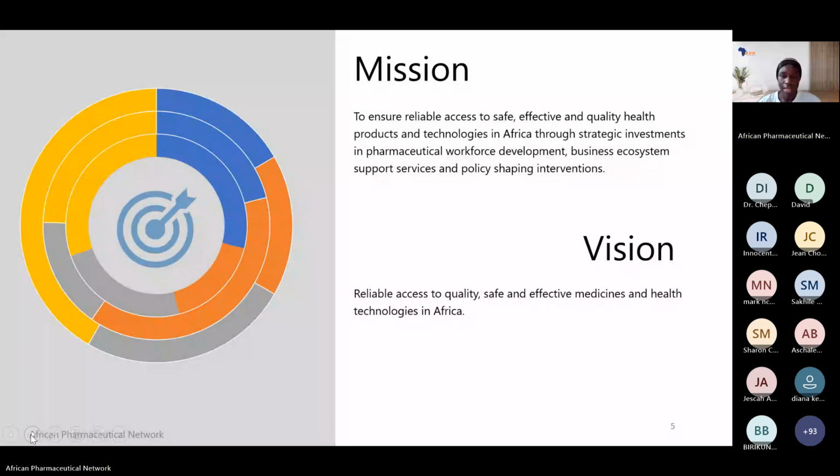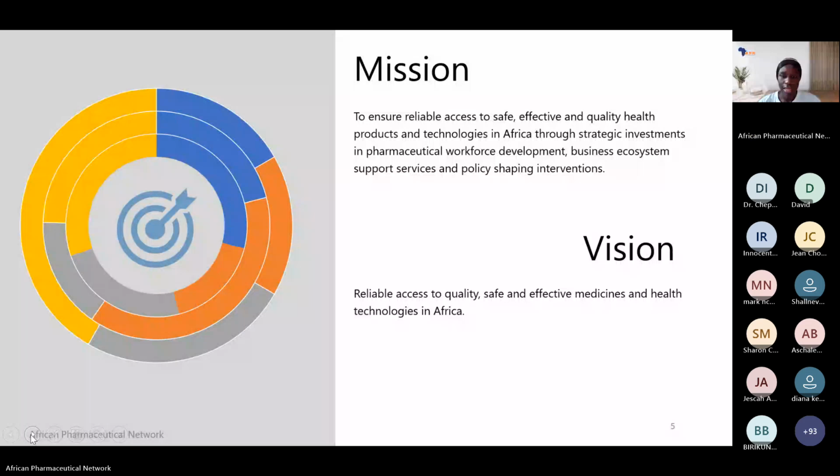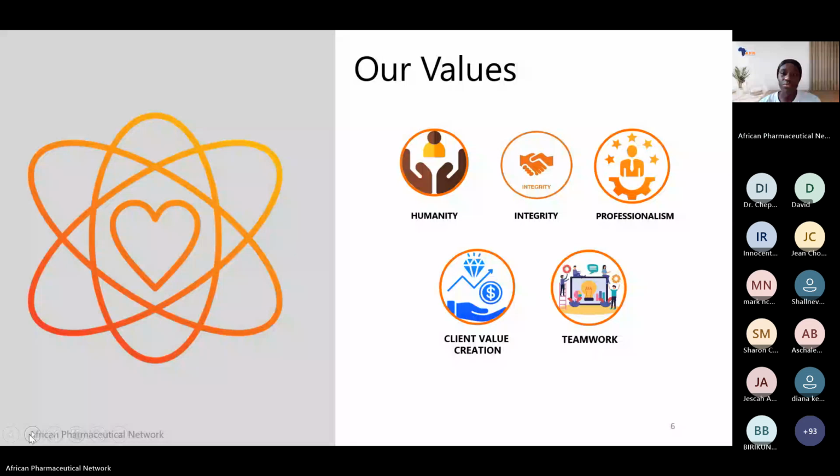And our vision is ensuring reliable access in Africa. So these are our values, and at the core of it is humanity. If it's for you, you will definitely not do any harm to them. You will bring products that are quality. You will bring products that are safe. You will bring products in good time so that you save their lives and better their lives as well. Then with that, we have integrity, professionalism, client value creation, and teamwork.